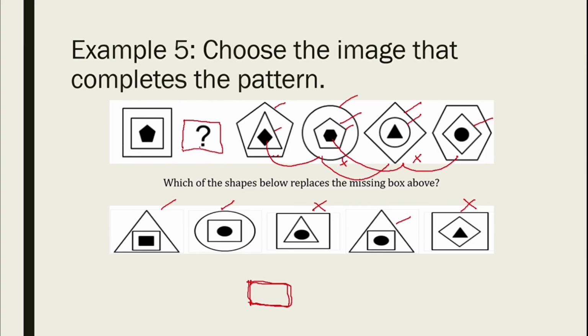Next, the middle shape disappears in the next frame. So we don't have the middle shape yet. So we could not choose this part, because the middle shape disappears in the next part. So therefore, none of this one.